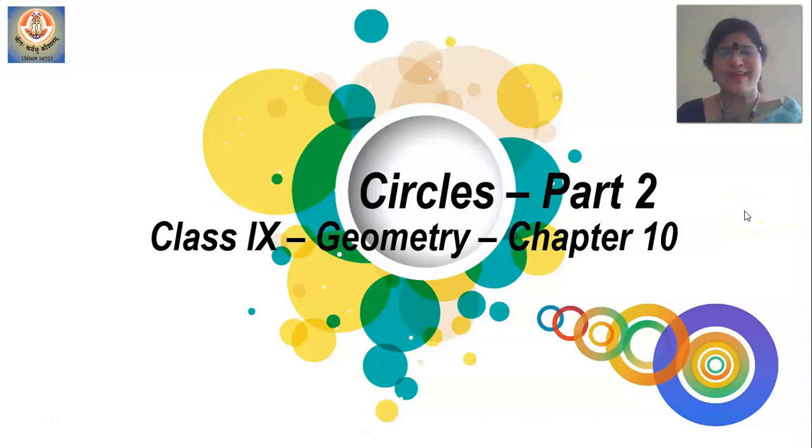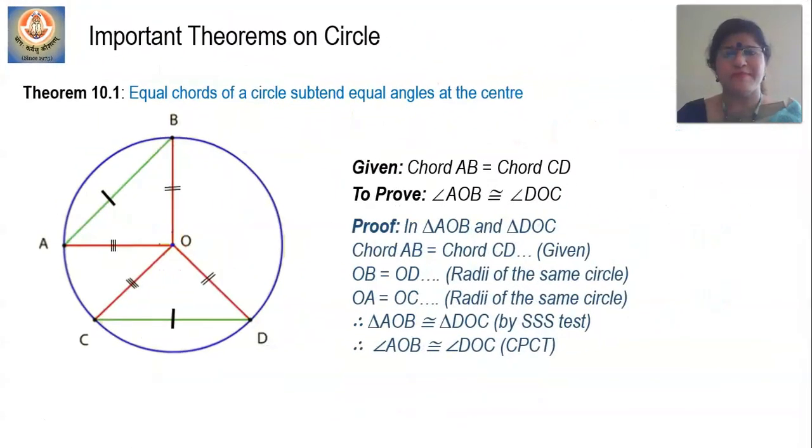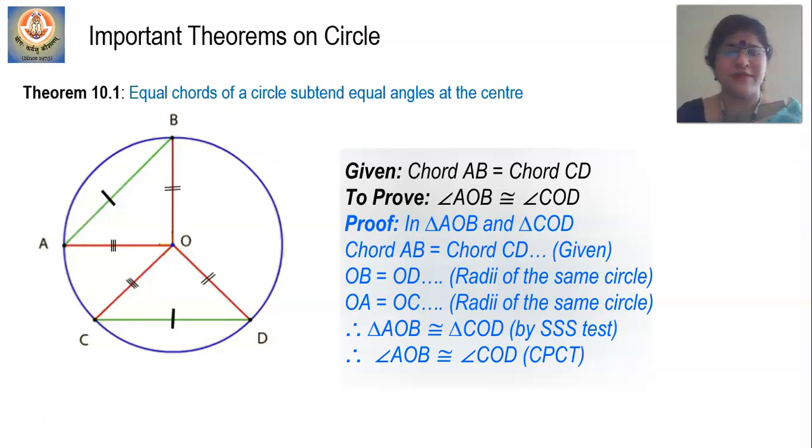Hello students, in the previous online class you have seen a theorem, that is congruent chords subtend congruent angles at the center. We will have a look at a couple of theorems from this chapter and how to prove them. Okay, this is the first theorem, 10.1. Equal chords of a circle subtend equal angles at the center.